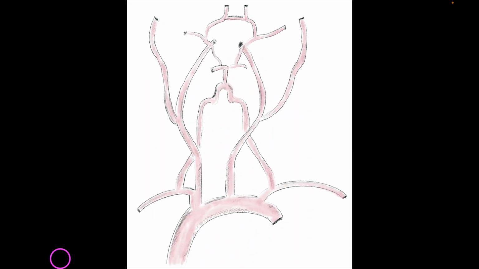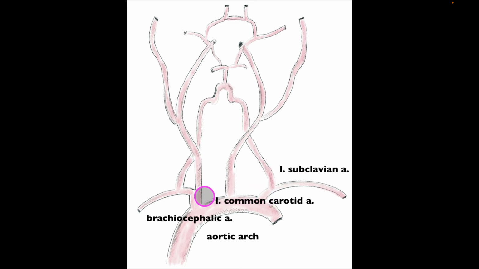On first look, I realize that this image is going to be very complicated, but I think it's very doable, especially based on what I just talked about. Right here is the aorta, specifically the aortic arch. The three branches coming off the aortic arch are the brachiocephalic artery, the left common carotid artery, and the left subclavian artery. Branching off the brachiocephalic artery, we have the right subclavian artery and the right common carotid artery.